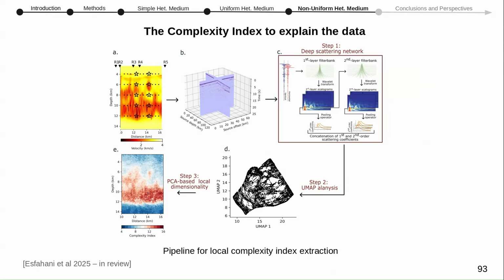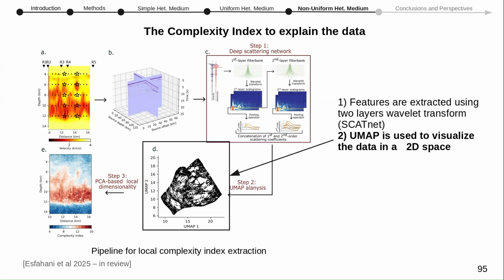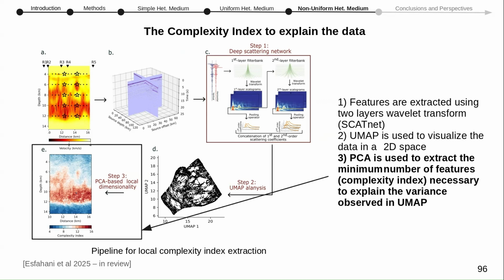The idea, the pipeline, is what we observe here. So we consider the 5 receivers at the free surface, the 2 components of the displacement generated by each source. We normalize these signals to remove source information, and to put ourselves closer to real field conditions. And then first we extract features using ScatNet, which is a 2-layer wavelet transform. Then we use UMAP to reduce the dimensionality of this data and to plot them in a 2D space. And then we reduce the features of the ScatNet output to extract the minimum number of features, which we call the complexity index, that was necessary to explain what we observe in UMAP.